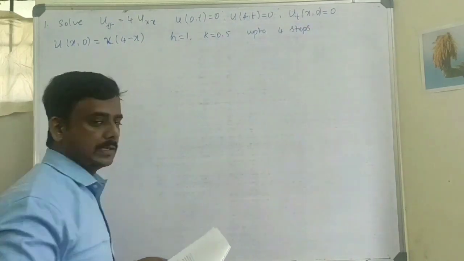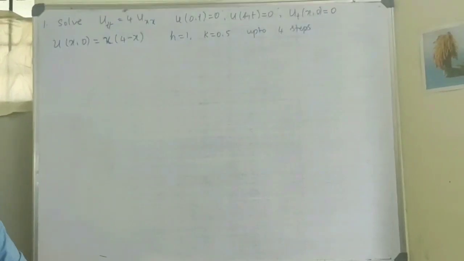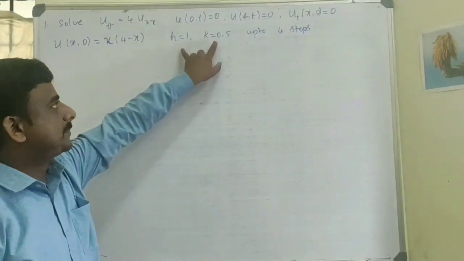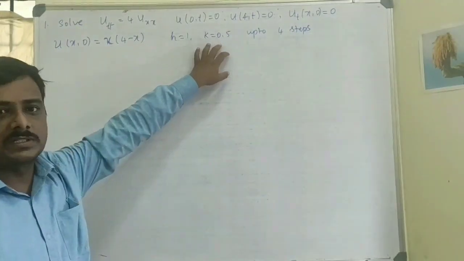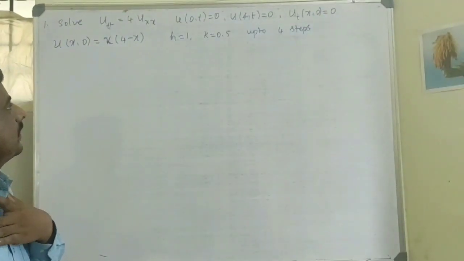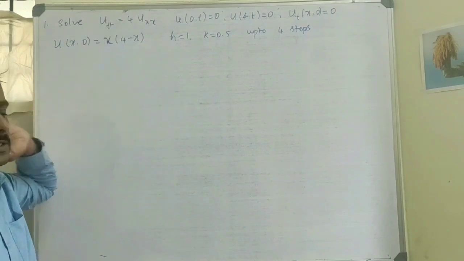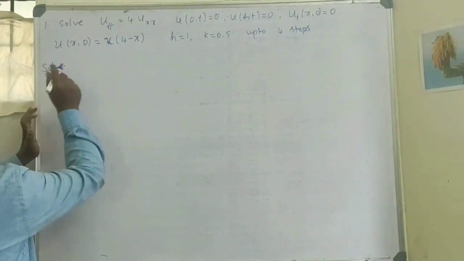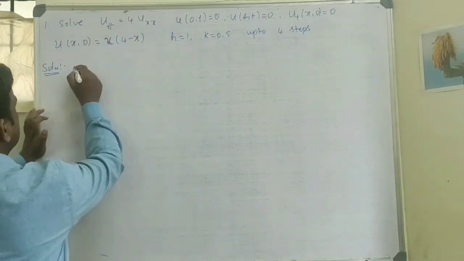So this is the given problem. The equation is given, and the initial and boundary conditions are given. Step sizes are given; h and k are called step sizes. Now we need to find the solution of this equation. Solution: the first thing is I have to compare this with the standard equation.